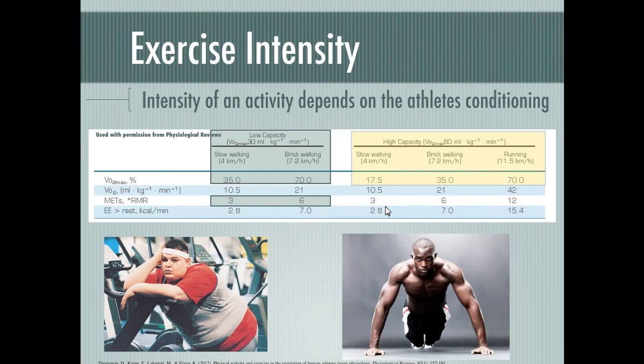Now, if you look at the METs at 4 kilometers and 7.2 kilometers, he's still using 3 and 6 METs respectively, even though intensity is relatively lower. But at 11.5 kilometers, which is 70% of his VO2 max, he's actually 12 times above resting. So it shows you that with greater training status, you can actually expend more calories in a given workout session. So it does give sort of an advantage.